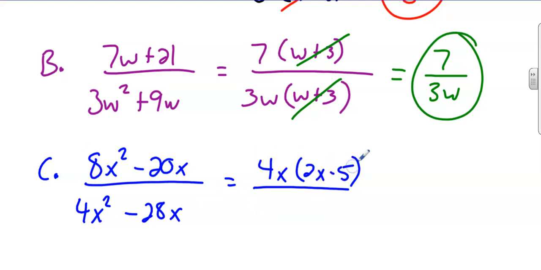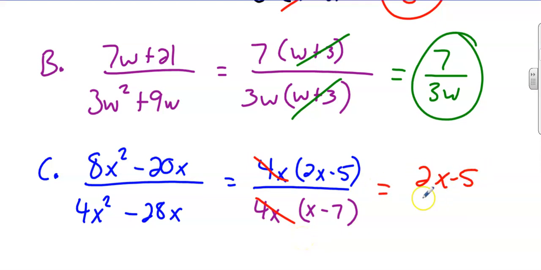All right, denominator. 4x squared and 28x, that's also a 4x. Taking out one of the x's, we've got 1x left over. 28 divided by 4 is 7. So on the outside, you can get rid of the 4x and the 4x both at the same time. So that would leave you with a 2x minus 5 over an x minus 7.